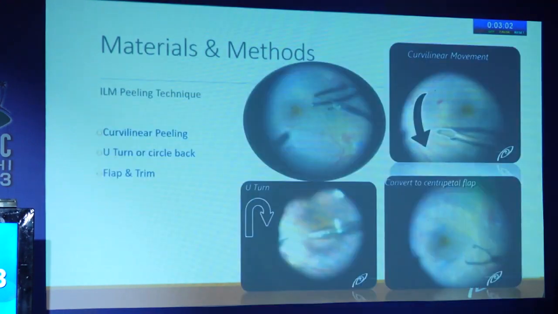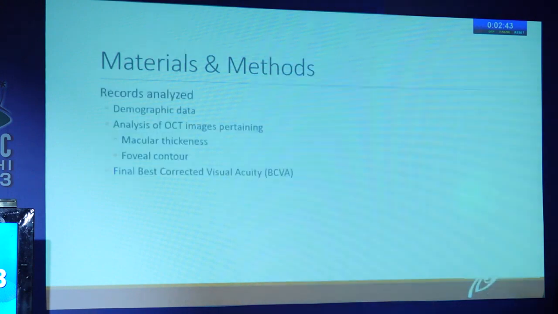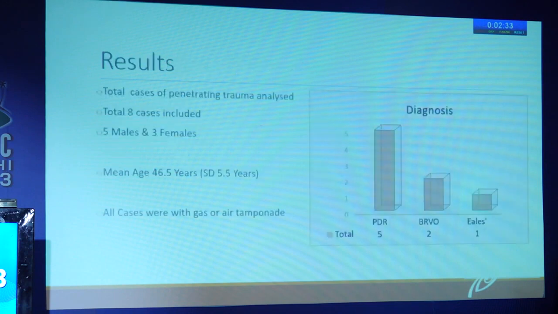The ILM peeling technique involved curvilinear peeling, a U-turn or a circle back to avoid the foveal peeling, and doing the flap and trim. All of the cases were done by a combination of two or more of these techniques. We analyzed the demographic data, analyzed the OCT images pertaining to the macular thickness and foveal contour, and compared the final best corrected visual acuity at 3 months.